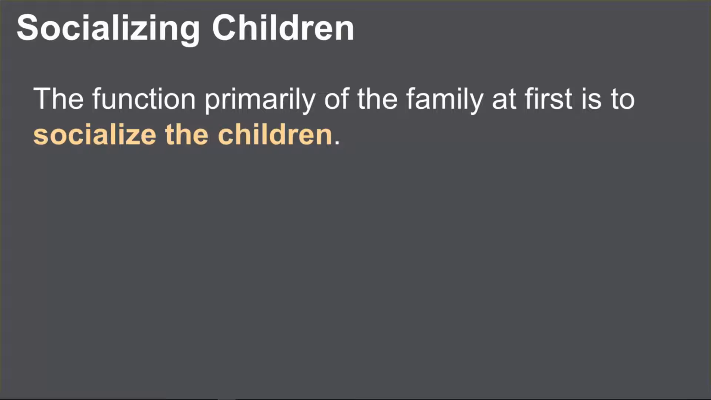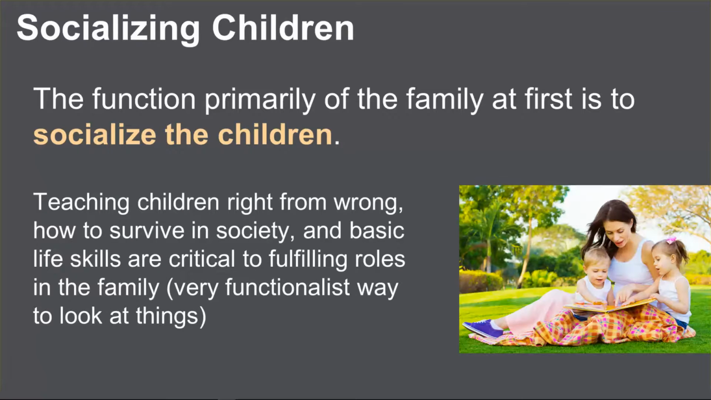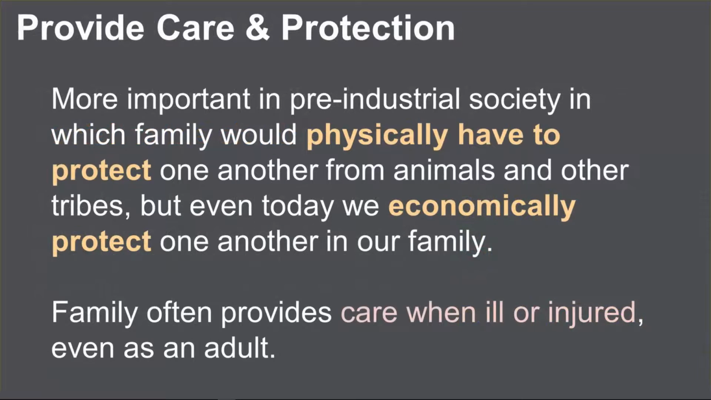Socializing children. That's one of the primary functions of what the family does. And we talked about this when we talked about social interaction. Socializing kids, the group that a child is born into, is really paramount and critical. Teaching children right from wrong, how to survive, the basic life skills, it's all critical to fulfilling the roles of the family, and it's also looked at in a very functionalist way, that the family serves a purpose, and part of that purpose is to be the primary socialization factor.